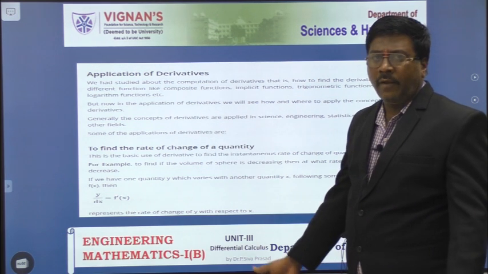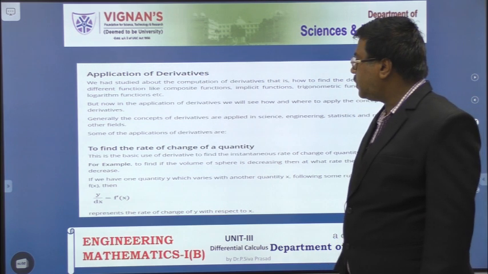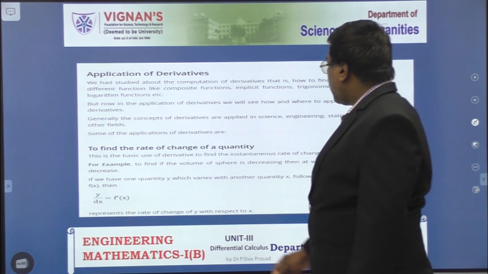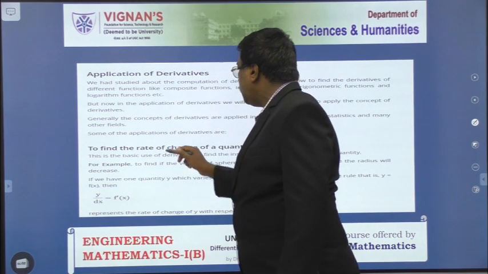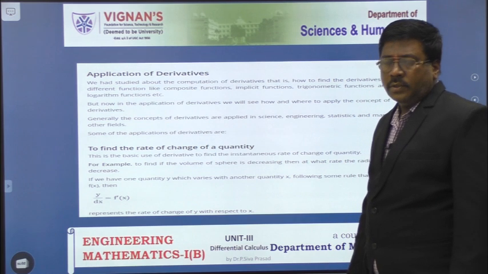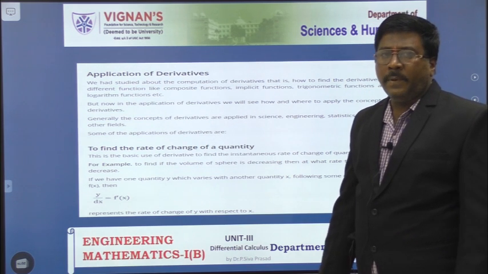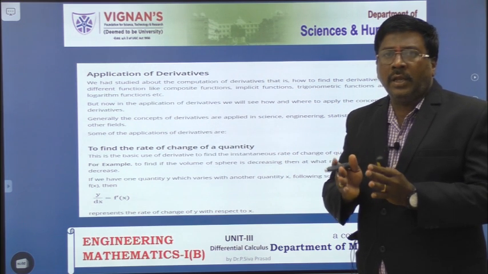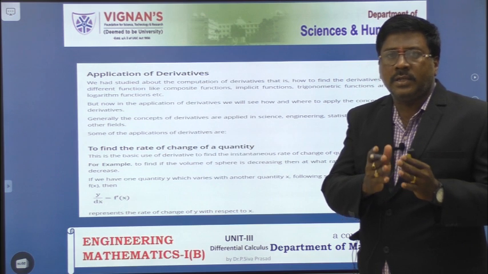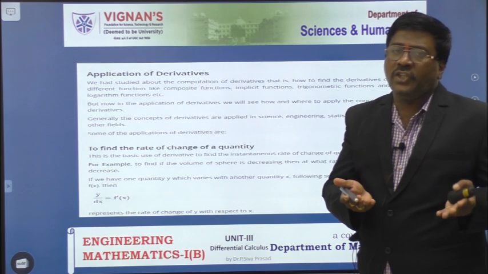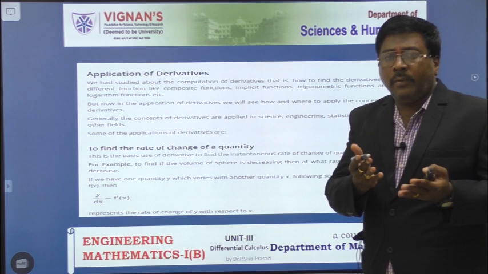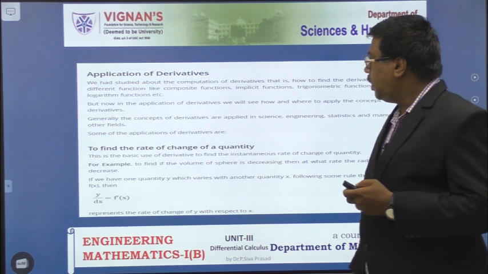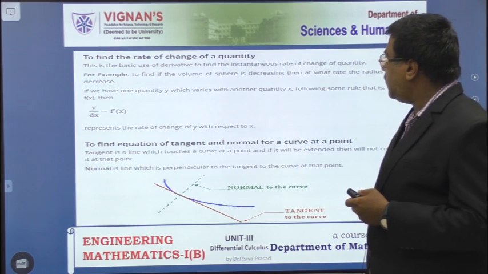Where in real-life applications are the derivatives useful? Please all of you see these applications of the derivatives to find the rate of change of a quantity. Let's take an example: a person travels a certain distance in a certain time interval. Whenever the time changes, the distance traveled by the body also changes. We can easily calculate that by using the derivative. That is one real-time application of this.